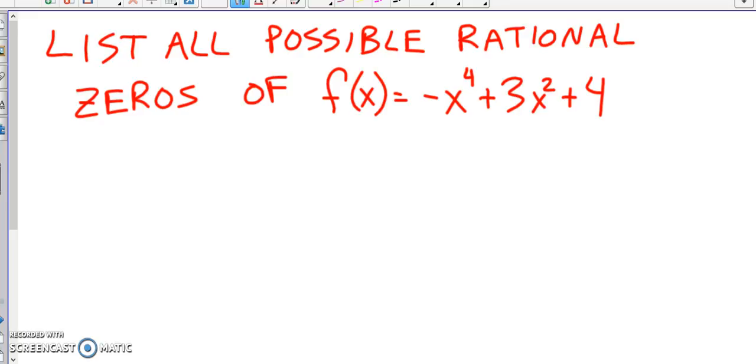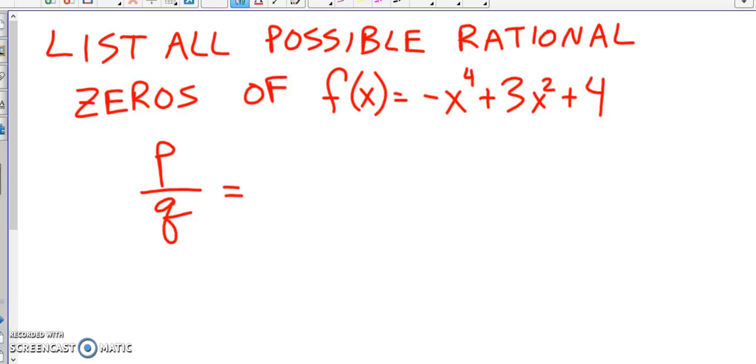This isn't asking you to actually find which ones are zeros. It's just asking you to generate a list of possibilities that you could check. So if you recall, at the end of the lesson yesterday, we talked about P over Q. P, those are the factors of the constant. Q are the factors of the leading coefficient. What are the factors of the constant? Right, 1, 2, and 4. Those are all the factors of the constant.